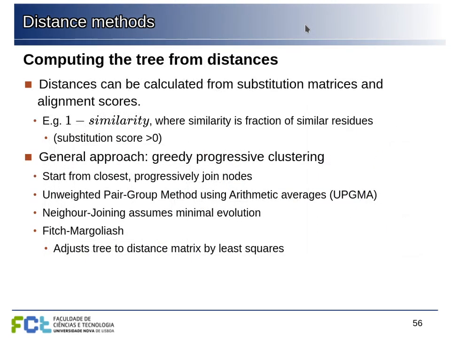Now, to compute the tree from the distances, we need this distance matrix, and we need some metric for measuring these distances. So if we have the multiple sequence alignment, we can compute the distance between pairs of sequences as, for example, 1 minus the similarity, where the similarity is the fraction of residues that are considered to be similar. For example, they have a substitution score that is positive. They are sufficiently alike that even if one replaces the other, it's still similar. We can use 1 minus identity, for example.